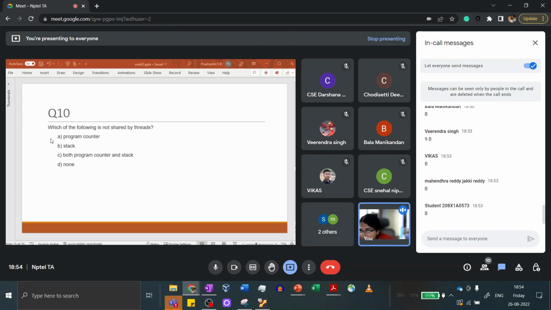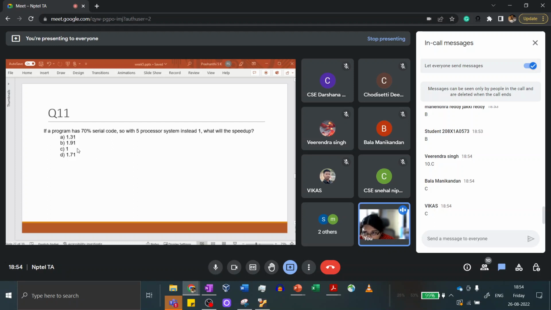Okay, which of the following is not shared by threads? A, program counter. B, stack. C, both program counter and stack. D, none. C, both program counter and stack. C. Great. Anyone else? C. Okay. Again, I think everyone's clear on this, so I won't spend more time on it. I think I have one more question, so I will move to that.